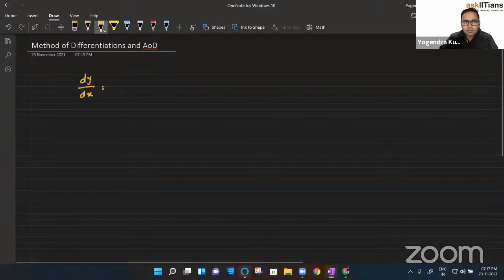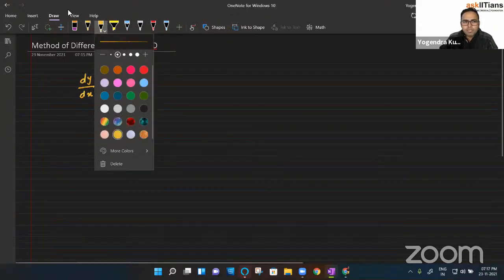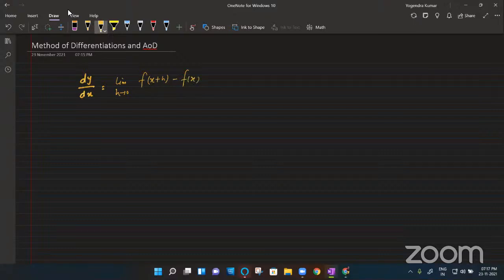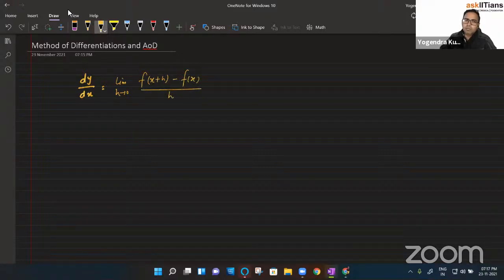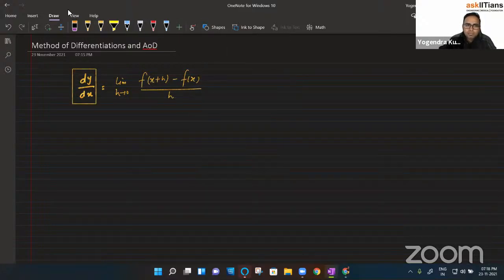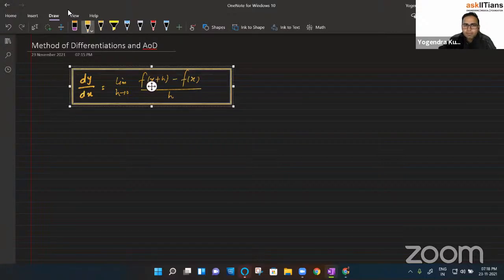Find out the derivative. dy by dx is what? Limit h tends to 0, f of x plus h minus f of x, divided by h. If you're using minus here, then you need to write minus h also here, right? So this is called the first principle method.